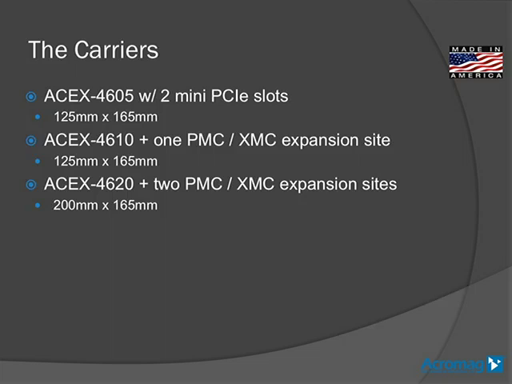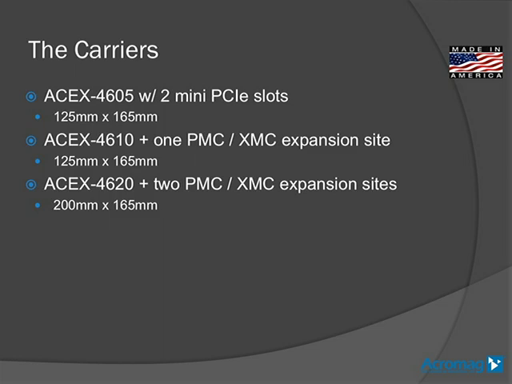We move on to the next segment of the platform offering, and this is the carriers. We have, as you can see, 3 flavors here listed, the 4605, 4610, and 4620. What we're showing here is the 4620, and this is the largest one. It has 2 PMC XMC expansion sites, and specifically there, we have all the connections available for either a PMC or an XMC to go into that location. So there's no need from a customer standpoint to order either a PMC or XMC version. You're going to get the capabilities on the board for either.